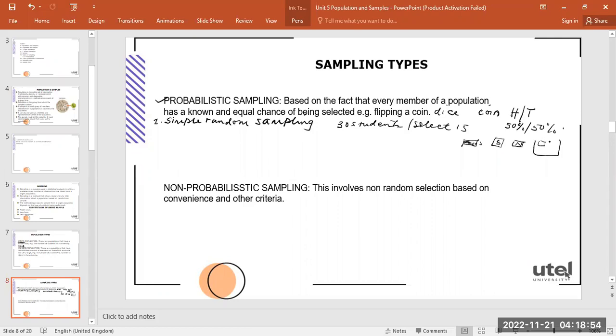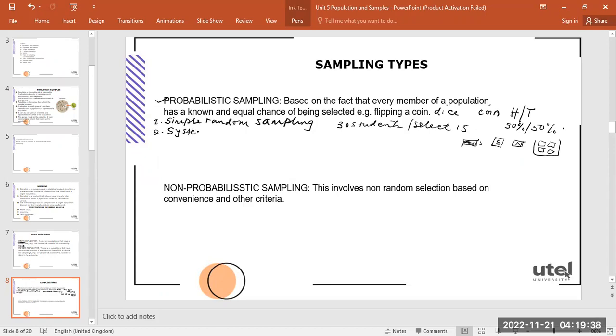You put all the 30 pieces of paper in a bowl, and then you shuffle the paper in such a way that they are completely mixed up. And then you ask each of the students to come and dip his or her hand into the bowl. So if a student picked a paper that is marked as S, it means he has been selected. For those students that pick a paper that is marked as N, it means they have not been selected. So this is a simple random sampling that ensures that all the members in the population have equal and fair chance of being selected.